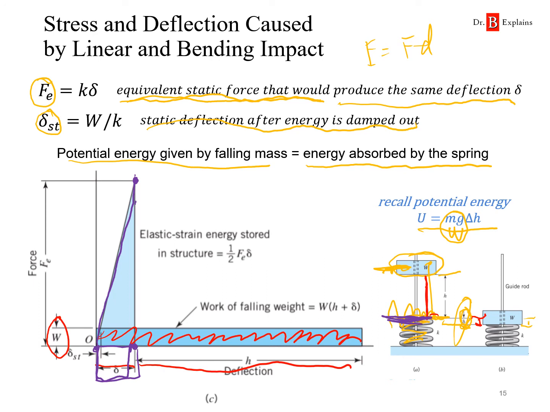Now, when we look at this triangle, the area underneath the curve is going to be the energy absorbed by the spring. So that is equal to 1/2 Fe times delta, or 1/2 the base times the height.